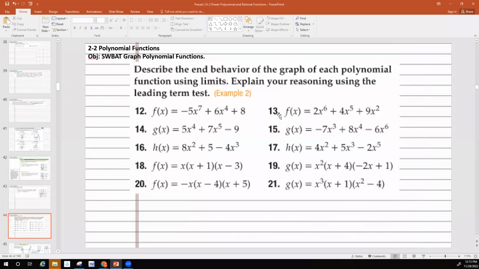Look at some examples there. And here, describe the end behavior. This is actually pretty quick. So if we look at 17, you want to look at the biggest exponent.